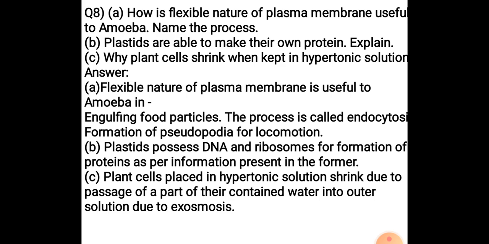Next, plastids are able to make their own protein. Explain. Because the plastids possess DNA and ribosomes. They have their own DNA and ribosomes, which are used for the formation of proteins.